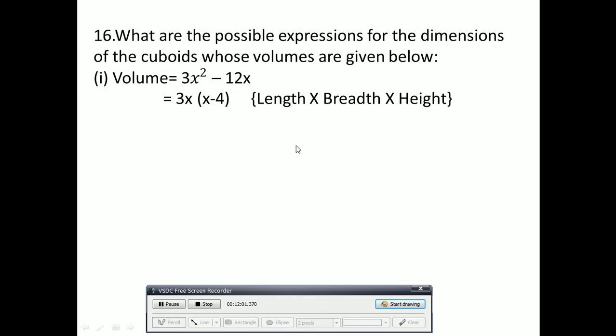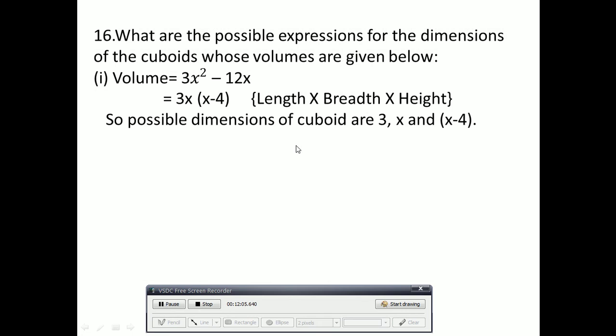So what will be the possible dimensions of the cuboid? 3, x and x minus 4. That is our answer. It is a very simple question. Now we are moving on to the second question.